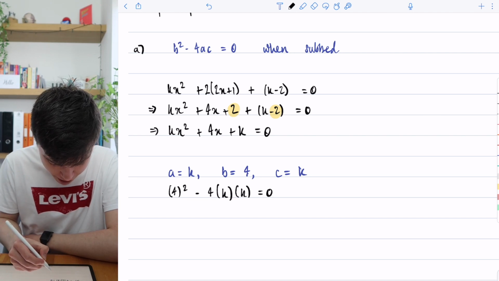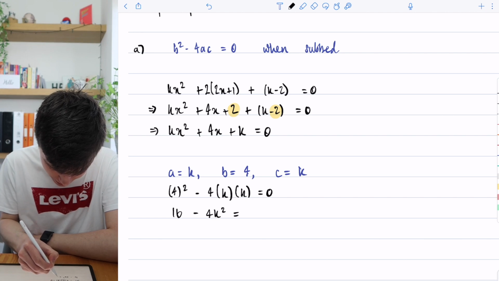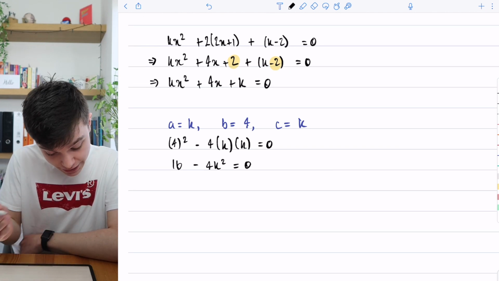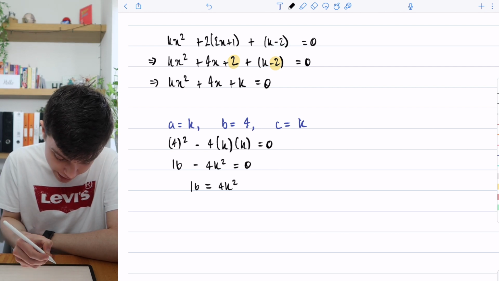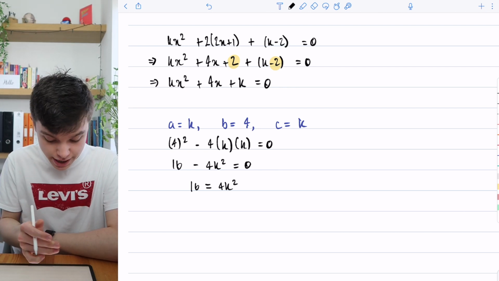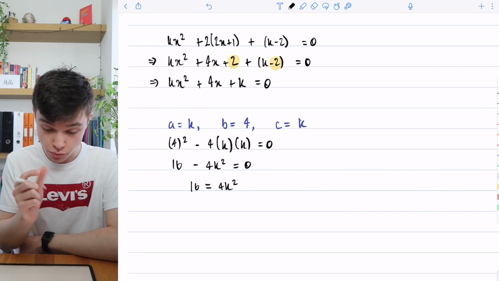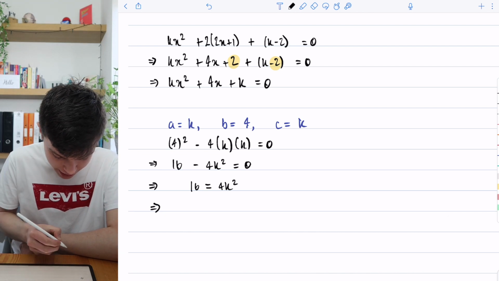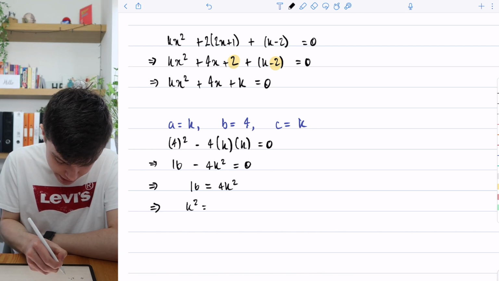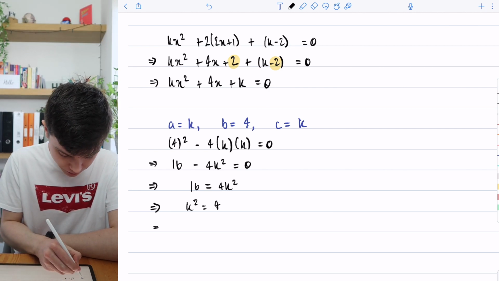That's equal to 0. So that tells me 16 minus 4k squared is equal to 0. I can then add 4k squared to both sides. 16 is 4k squared. I can divide both sides by 4, and then I'm also going to flip the two terms round. So let me just put some arrows along my working here. That will give me k squared is equal to 4, and then let's square root both sides.